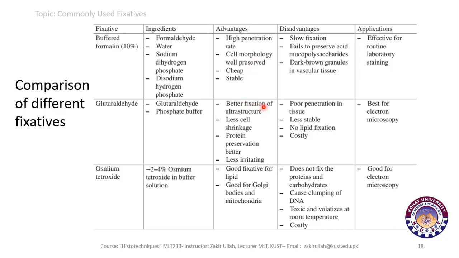Glutaraldehyde fixes the ultrastructure better. It causes less shrinkage, it preserves protein better, and it is less irritating. Osmium tetroxide is a good fixative for lipids, and for Golgi bodies and mitochondria. Formalin is effective for routine labs, and glutaraldehyde is best for electron microscopy. Osmium tetroxide is also best for electron microscopy of the lipids and the cytoplasmic structures.